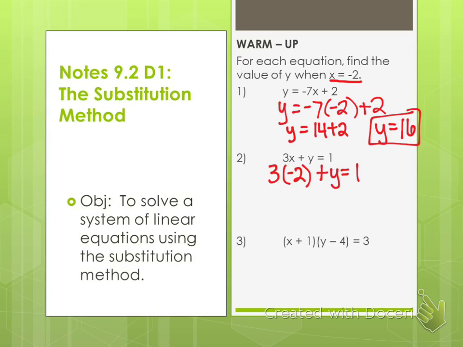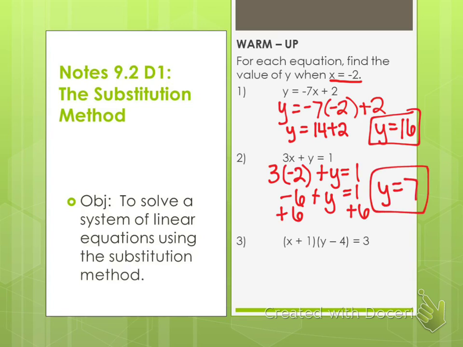So we can start off by multiplying. The 3 times -2 gives me -6. And how am I going to get y alone now, Keon? Add 6 to both sides. So go back to your rules for solving equations to get y by itself. So this time y equals 7. 1 plus 6 would give us 7.